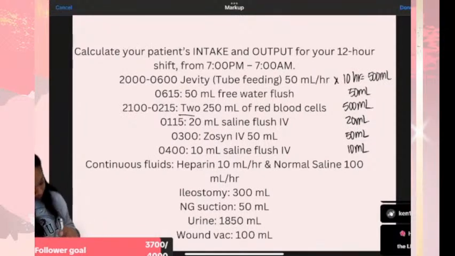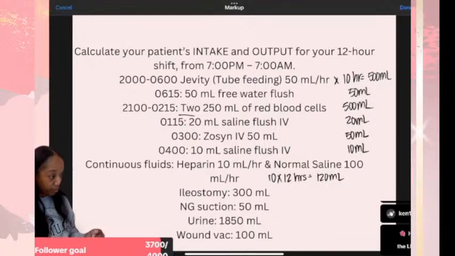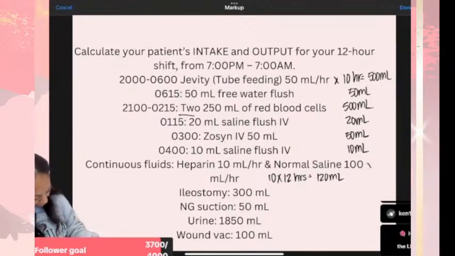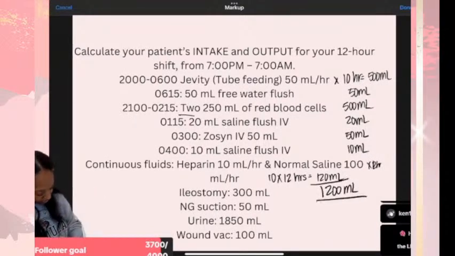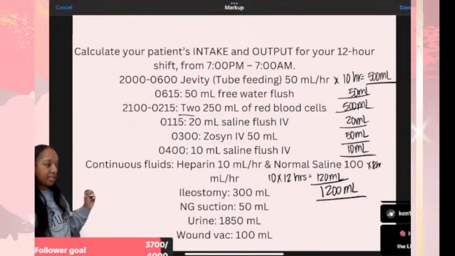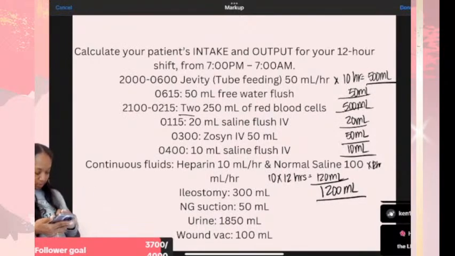So from 7 to 7, so that's 12 hours. So 10 times 12 hours, 120 mLs for your heparin drip, and then 12 hours at 100 milliliters an hour right here is going to be 1,200 milliliters. So all these values you add together for your output, okay? I mean your input. I'm sorry. I misspoke.